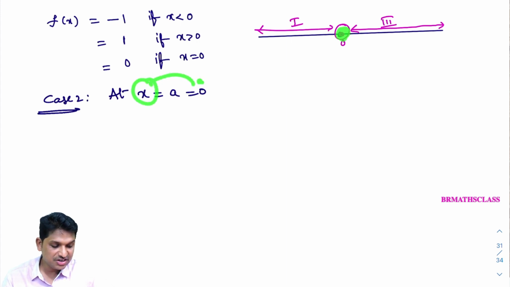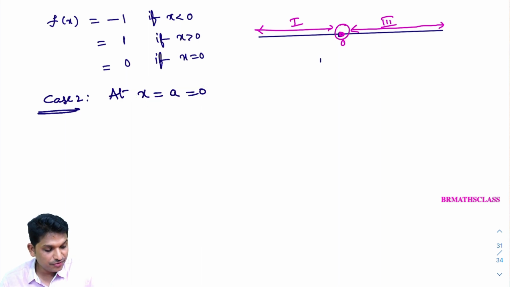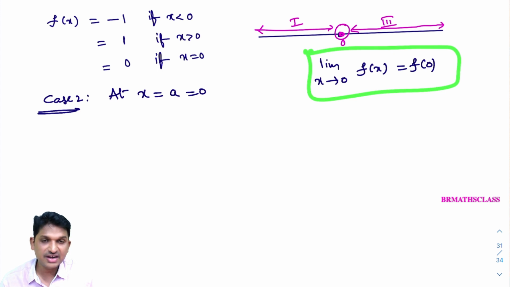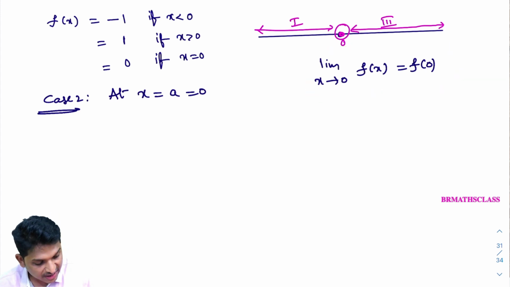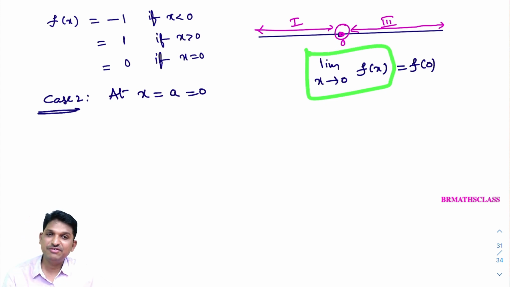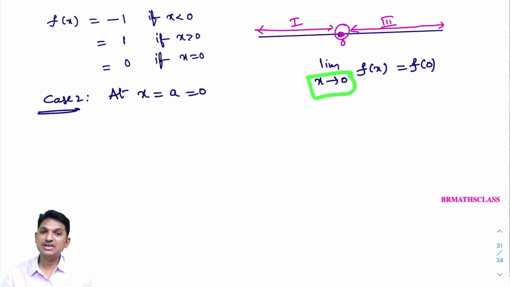When we say the function is continuous at x equal to 0, we know this point: the limit as x approaches 0 of f of x equals f of 0. Then we say that this function is continuous at x equal to 0. Correct? So first I'll calculate this one. To calculate this, we have a small problem. What is that small problem? Here x approaches 0. X approaches 0 means x values are slightly less than 0 or slightly greater than 0 but not 0. So what is the exact problem?